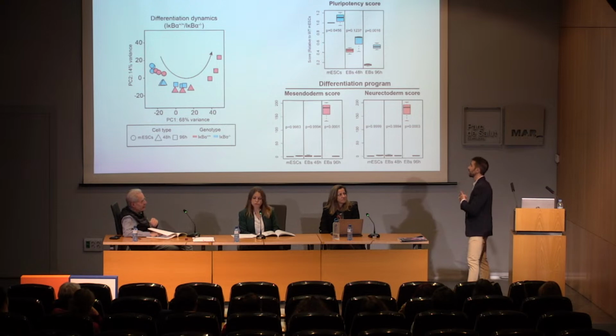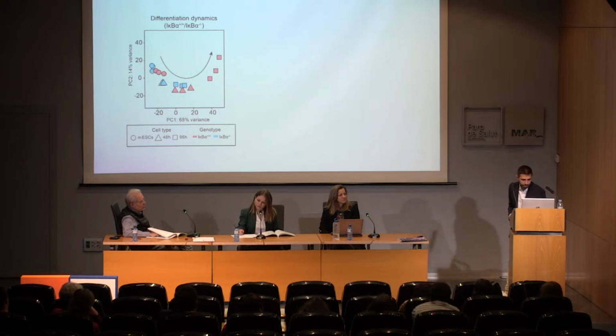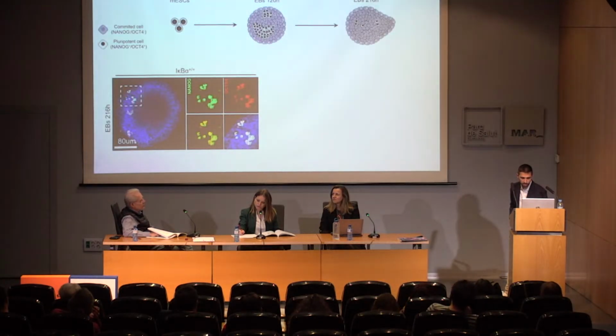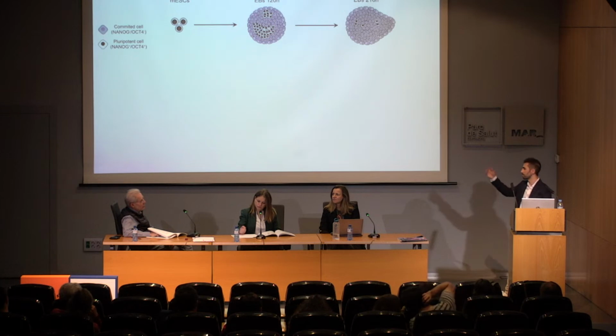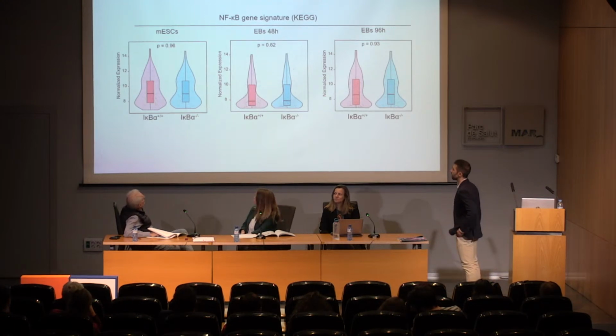When I checked all the genes from the NF-kappa B signature, like targets and effector proteins, you see here that I didn't really see a change between wild type and knockouts.